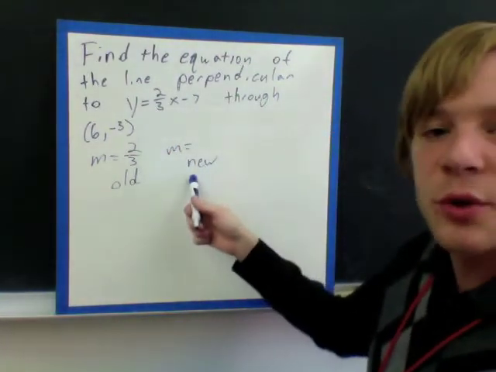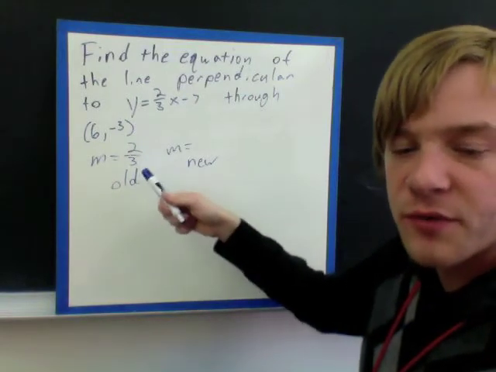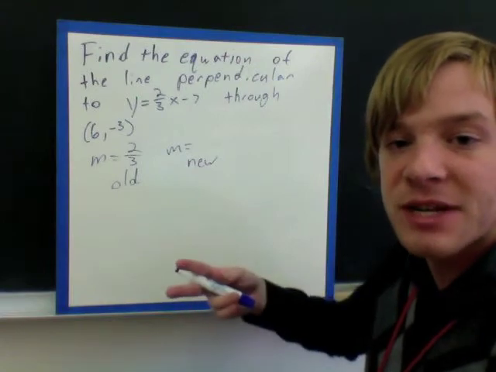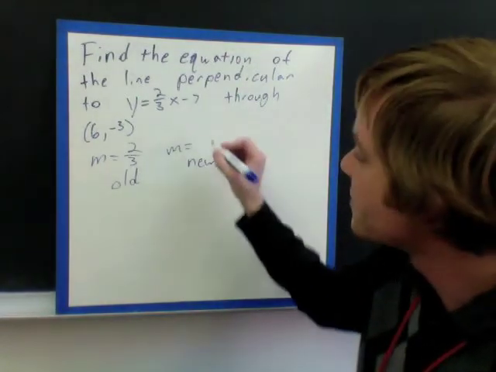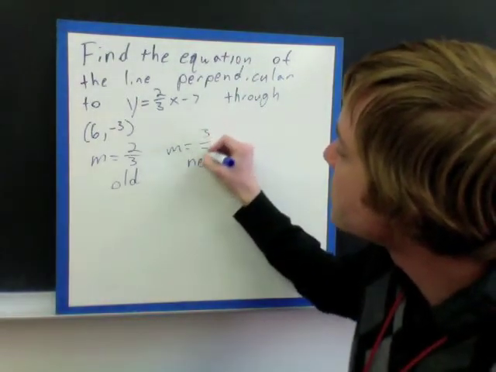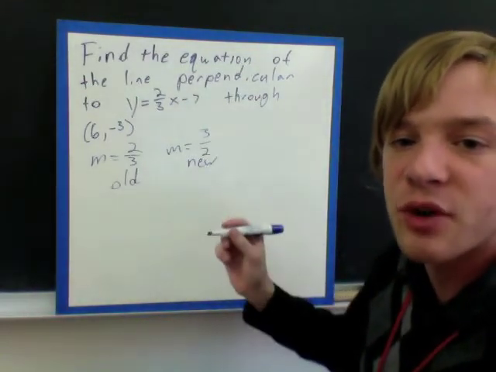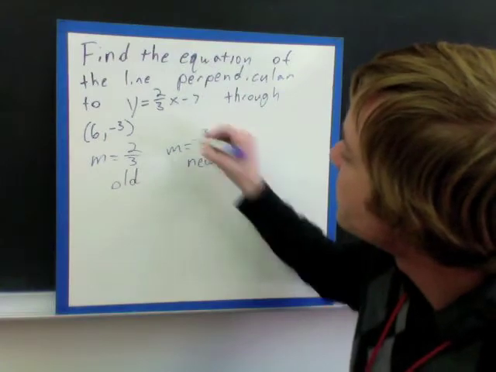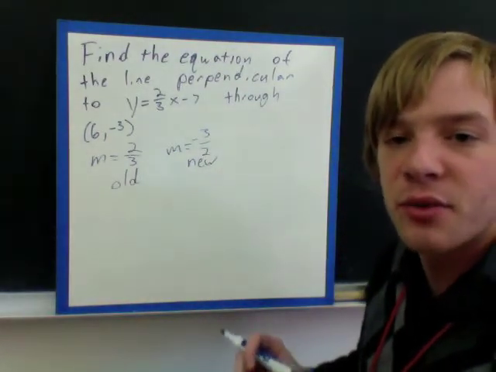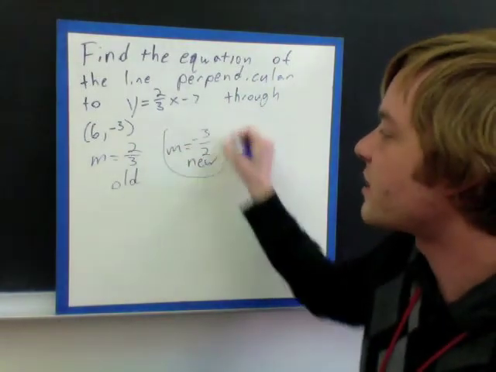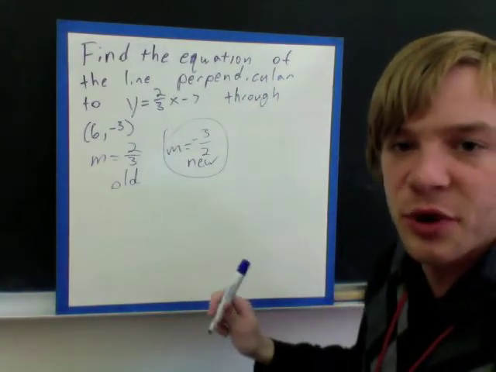The new slope, we're going to take our old fraction and we're going to find the negative reciprocal. So we're going to flip it upside down. It's going to become 3/2. And then we're going to change the sign. So it was positive here, which means we want it negative over here. So I'm going to have -3/2. That's going to be the slope that we're using here. I'm going to circle that. That's what we're using here for our equation.